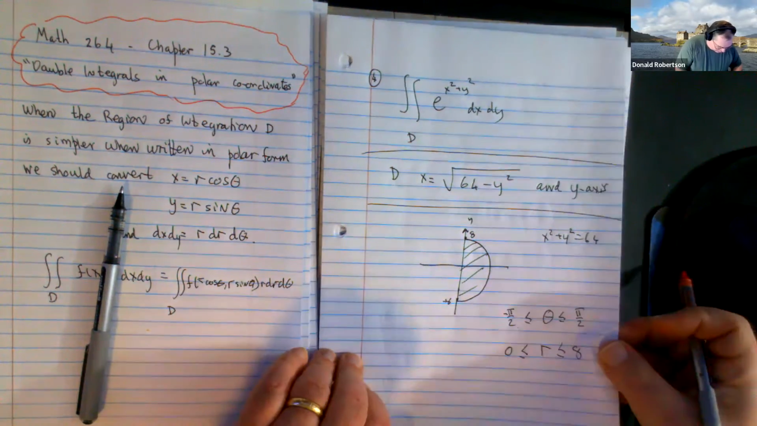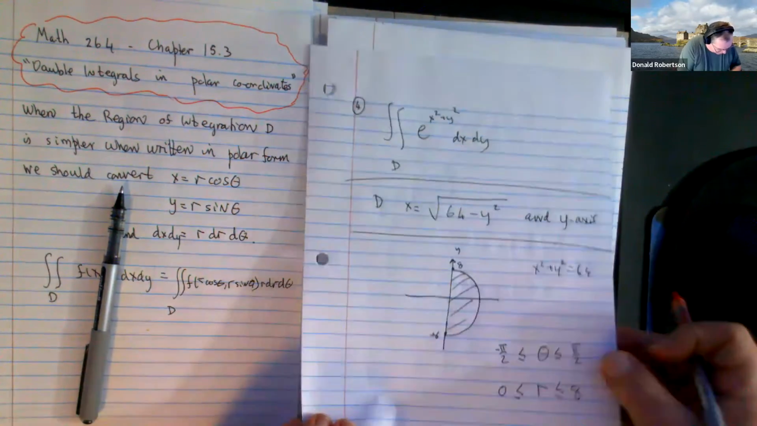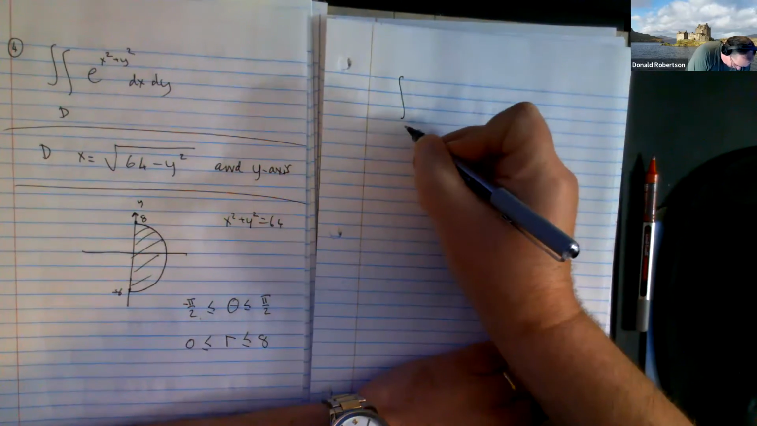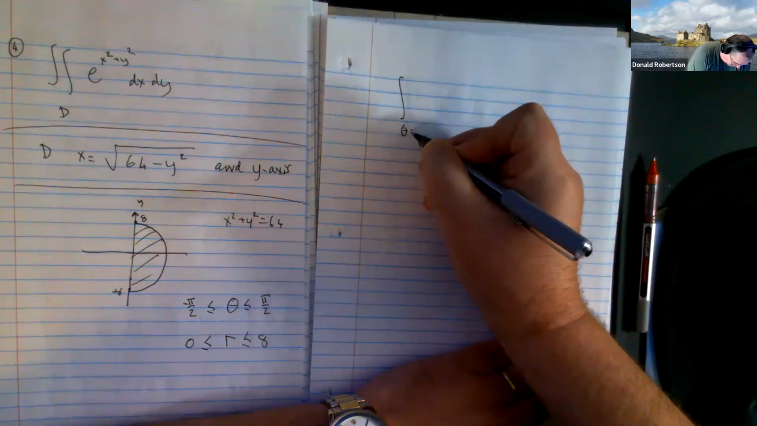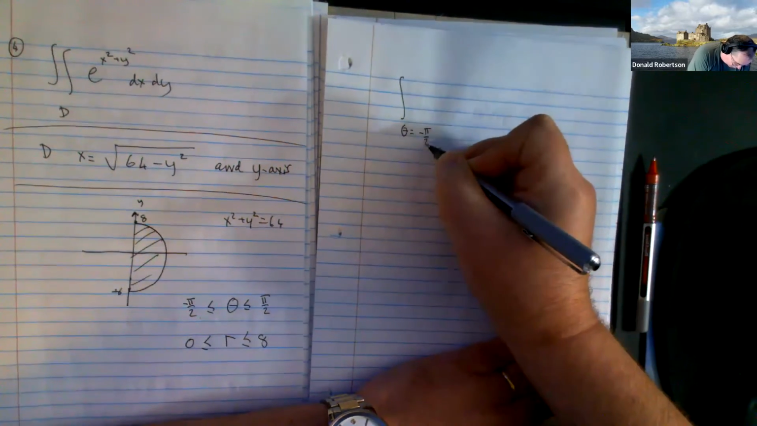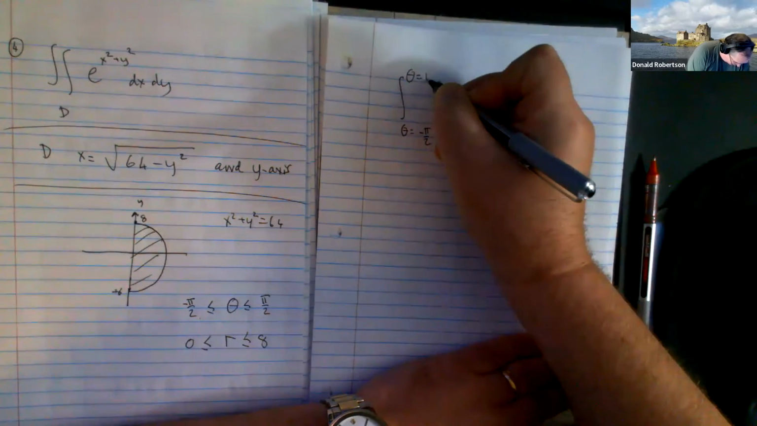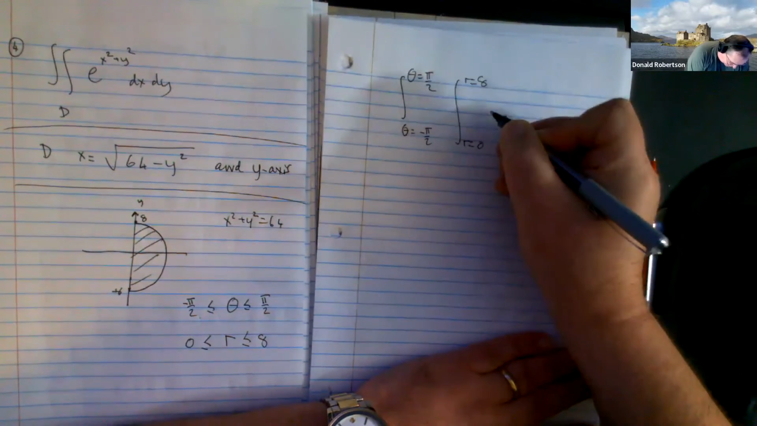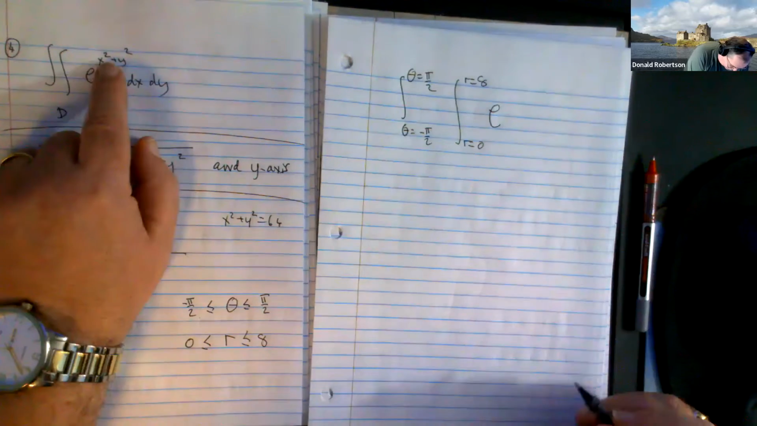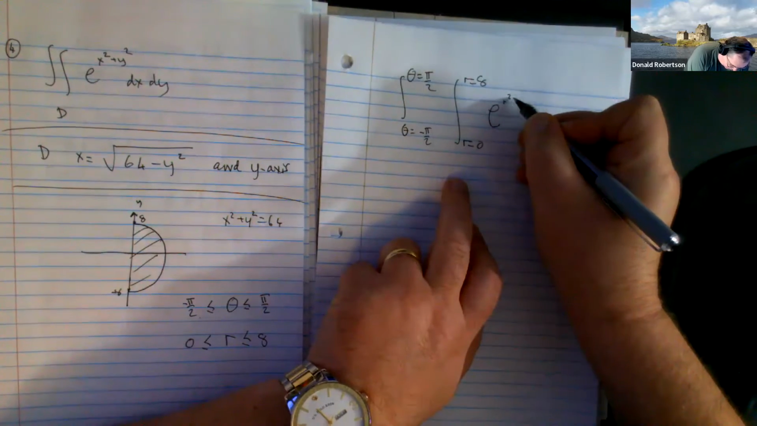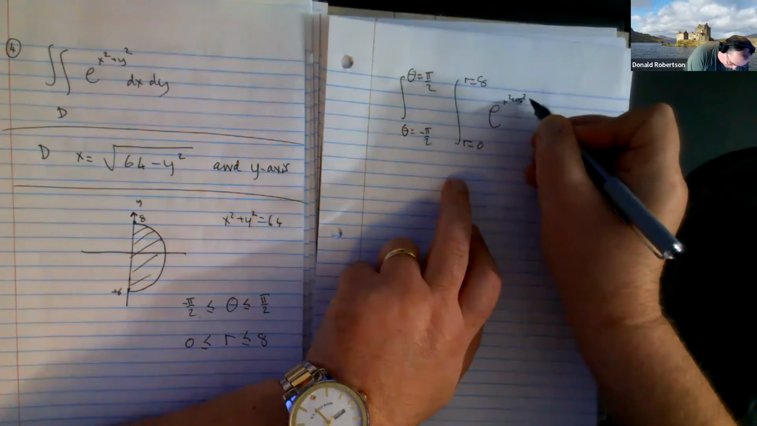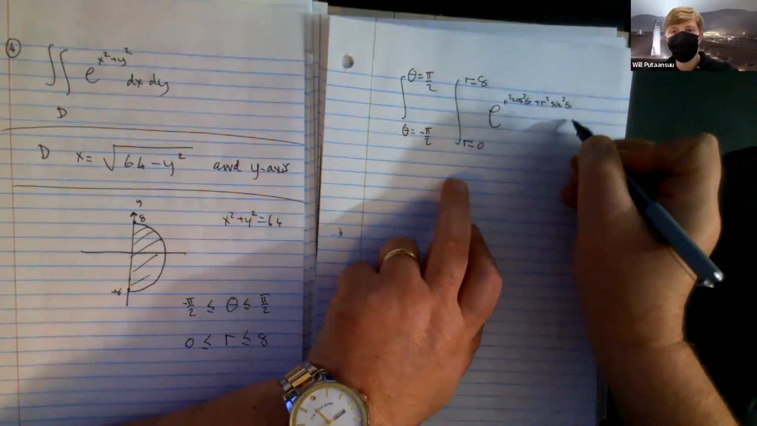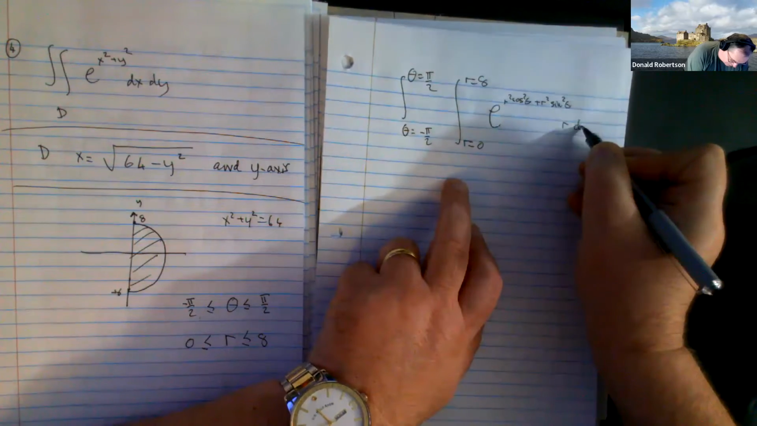Now I'm just taking this one a little bit further and then I'm going to stop. So it's going to be an integral from theta equals negative pi upon 2 to theta equals positive pi upon 2. The r is going to go from 0 to 8 and the e to the x squared plus y squared, r dr d theta.